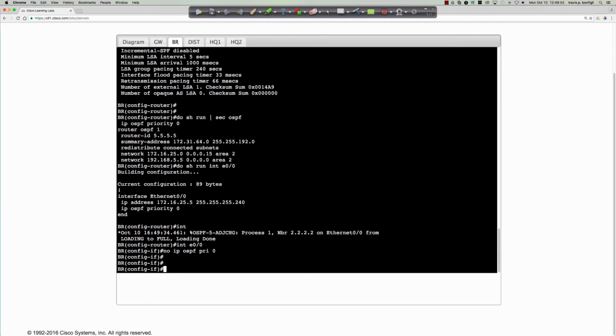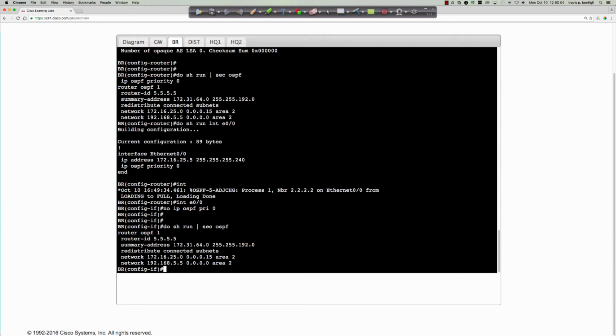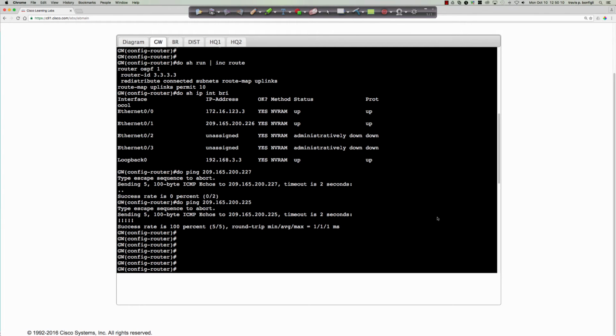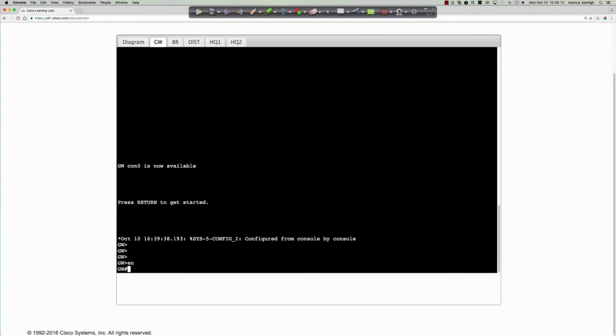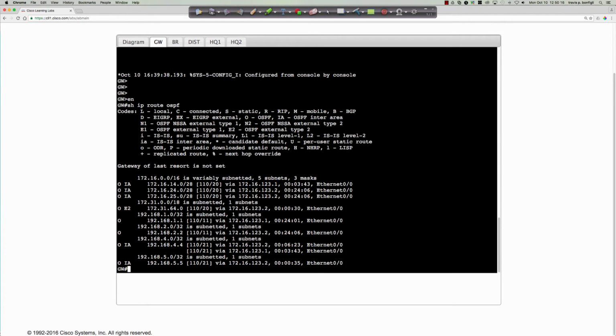So we've got our adjacency established, which now means that that summary that we configured here in the do show run section OSPF area or process, we should now be seeing that 172.31.64. So let's come up to the gateway router. It's way up here, and say show IP route OSPF. And are we getting it? Now we see that routing information here.